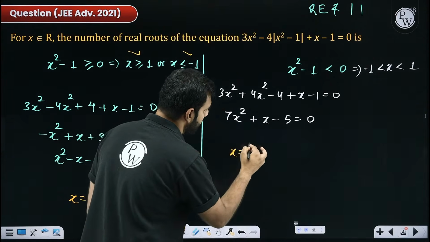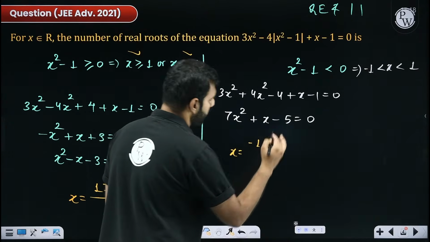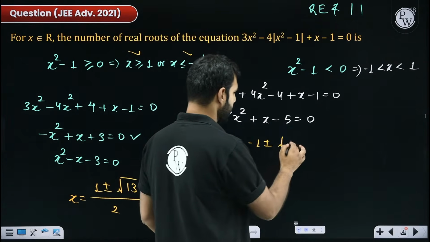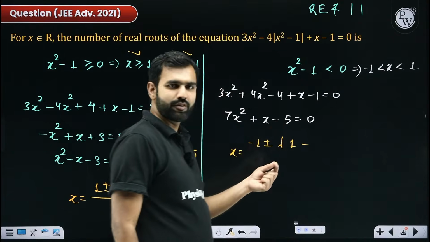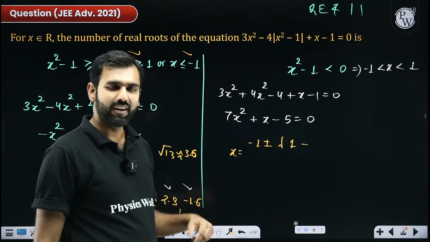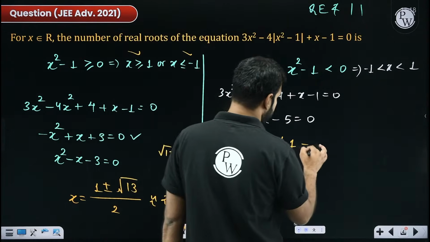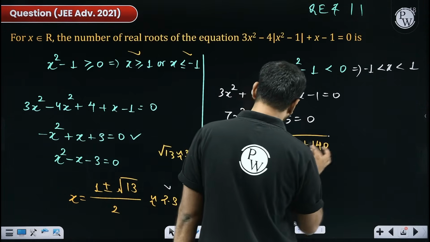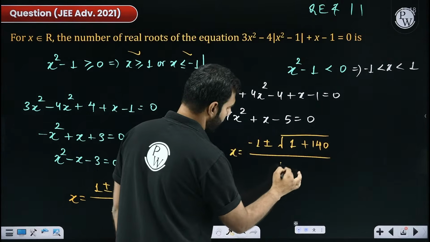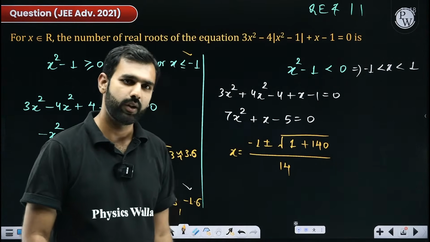X is given as minus b plus minus under root b square minus 4ac. So b square is 1. 4ac, so 4 into 5 is 20. 20 into 7 is 140, and it's plus 140 because of this minus sign. So it is plus 140 whole divided by 2a. So 2 into 7 is 14. Everybody comfortably got this? All the participants?